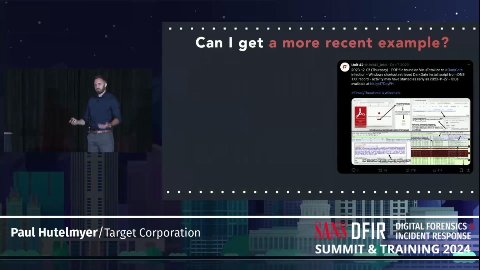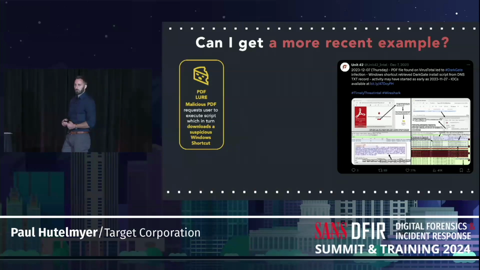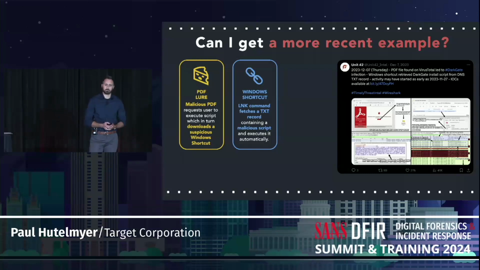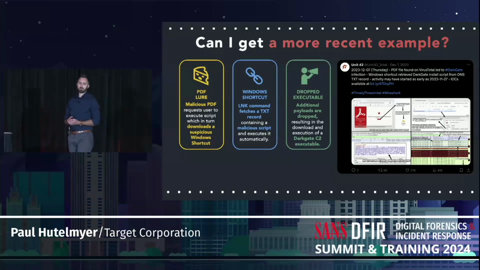All right, a more recent example. So PDF lore from last year. Once you open that PDF up, it's going to go out and get a Windows shortcut. It's going to bring that down. You open up that shortcut, goes out and gets its final C2 payload.